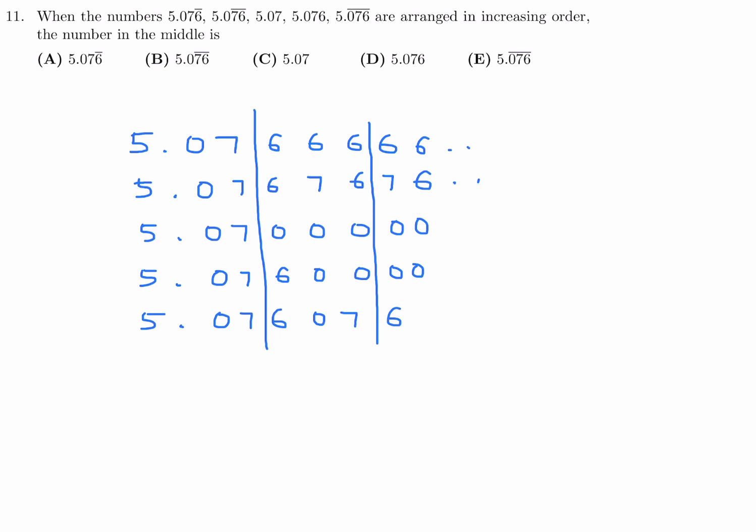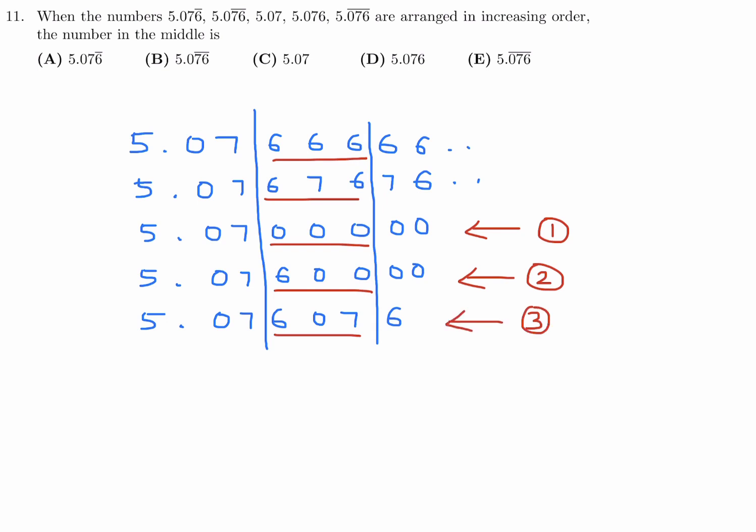So the smallest, obviously, is this guy right here. Just look at these 3 numbers. That's all we need to look at. Okay? 000 is the smallest, so I'll put that as 1. The next one is 600, so that will be 2. The next one is the third one, and that's 607. And then 666 is the fourth one, and then the largest one in increasing order will be 676, right?